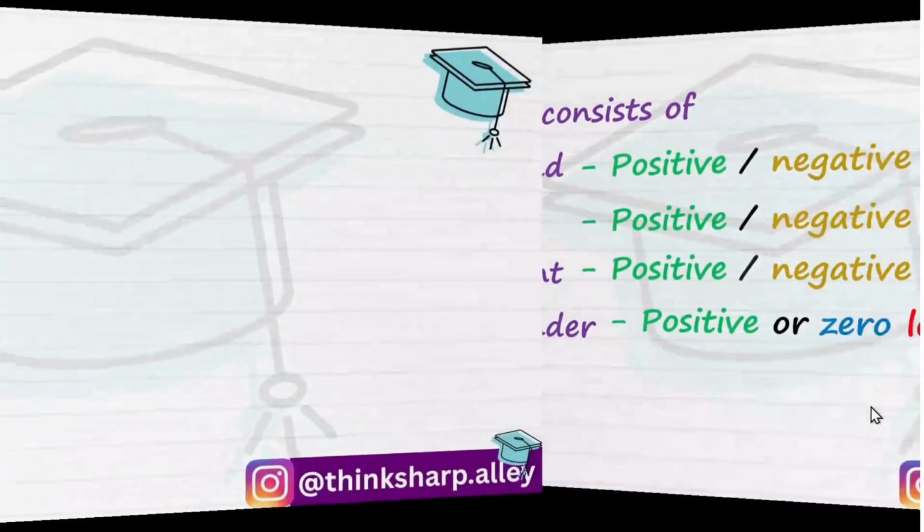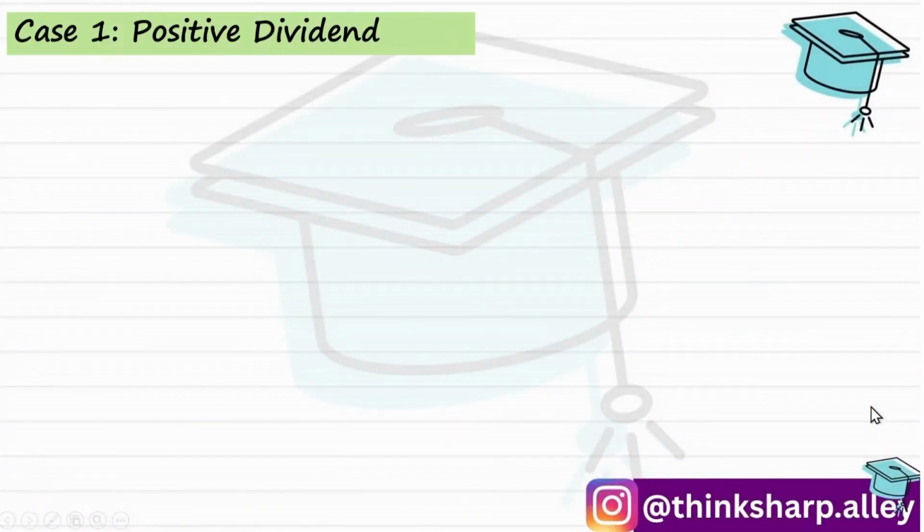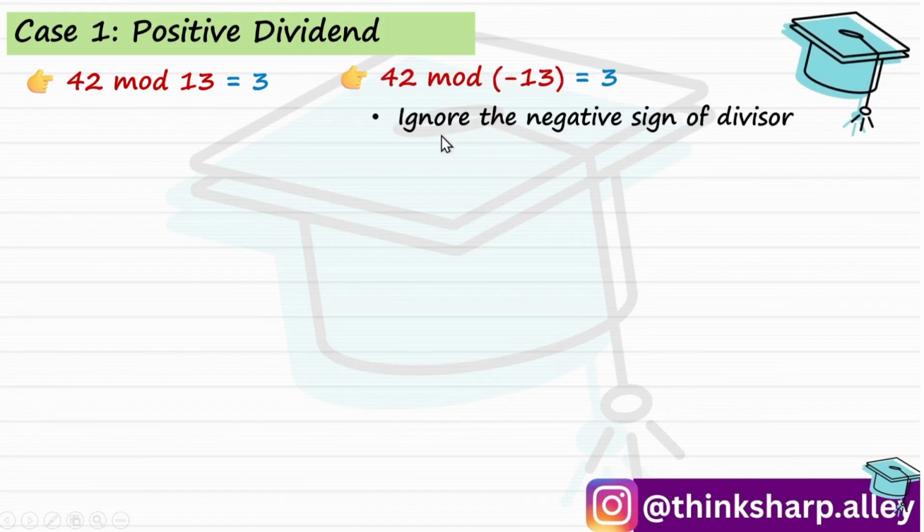Now, let us see a few cases. Case 1, when we have a positive dividend, how to evaluate modulus? Simple, divide and find the remainder. For example, 42 mod 13. Here we will divide 42 by 13. Remainder is 3 and hence 3 is the answer. But what if the divisor 13 is negative? That is, what if I have 42 mod minus 13? In that case, you need to remember to ignore the sign of the divisor. Just ignore. So find out 42 mod 13, which is 3, and 3 is your answer.